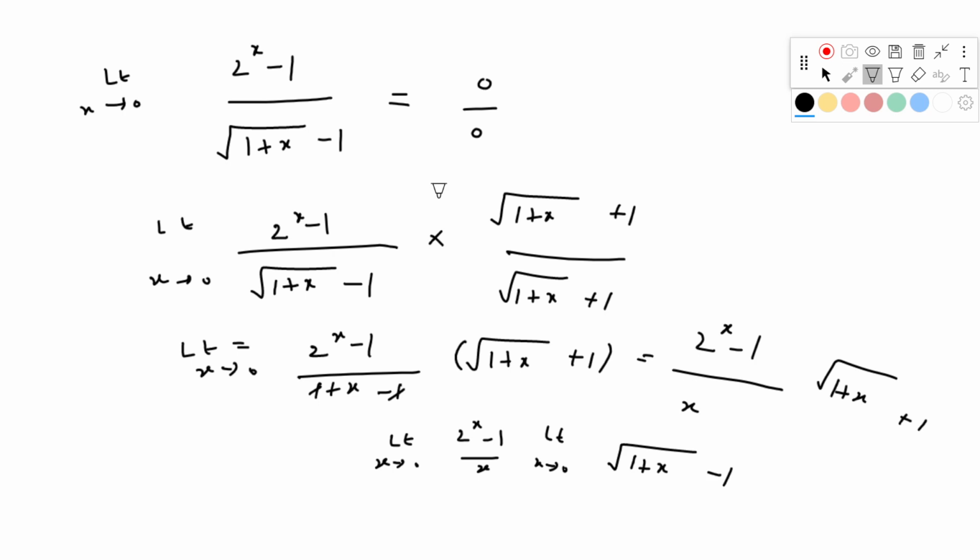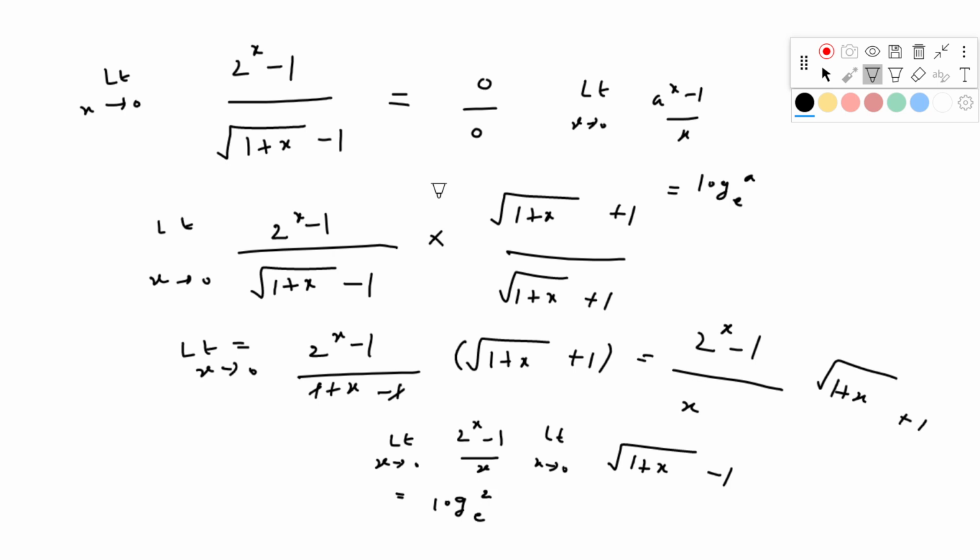Now see, limit x tends to 0, if this form is there. For suppose limit x tends to 0, a power x minus 1 by x, the value is log a base e. So this is also in this form only. So how can you write this? Limit x tends to 0, I can write log, in place of a I have 2, right? So log 2 base e. So this is the value of this.